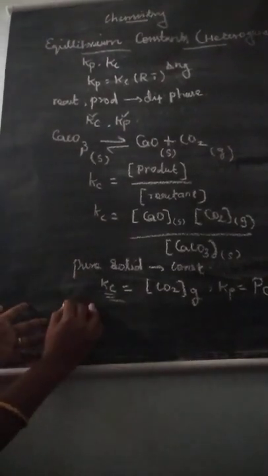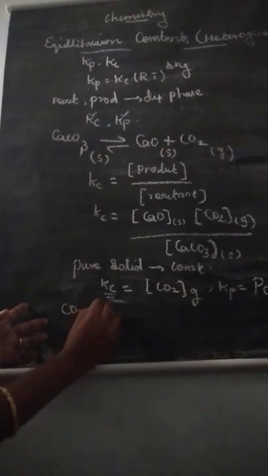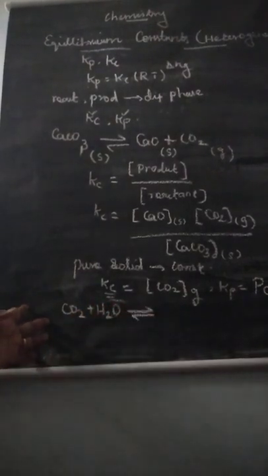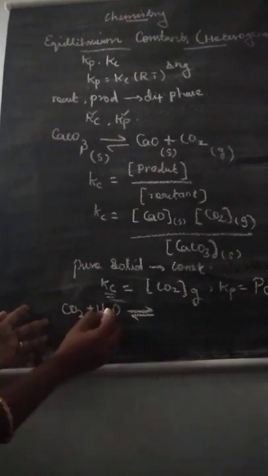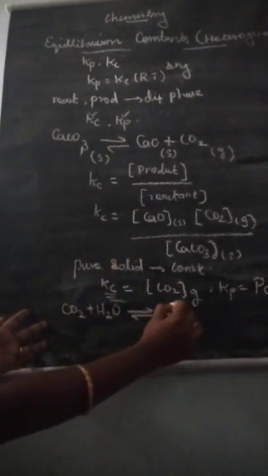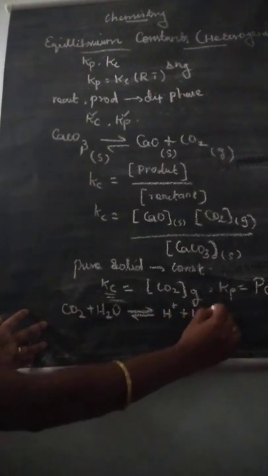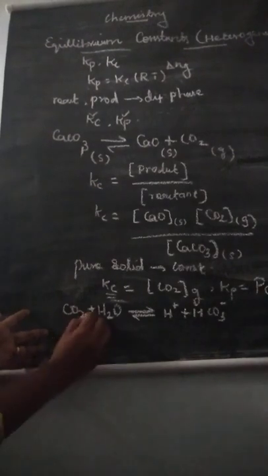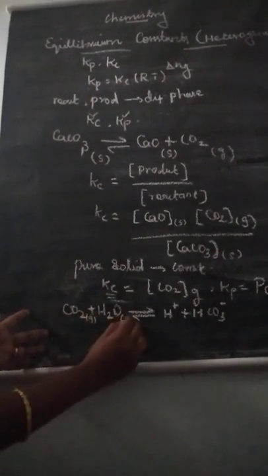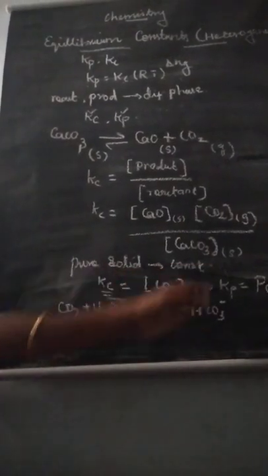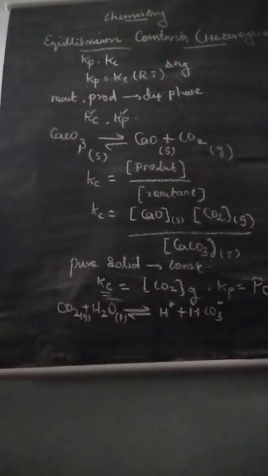Now we can consider one more example. Carbon dioxide plus water molecule gives products, which you write separately as ionic products: H plus and HCO3 minus. Here you know carbon dioxide is a gas, the water molecule is liquid, and the products are in ionic form.